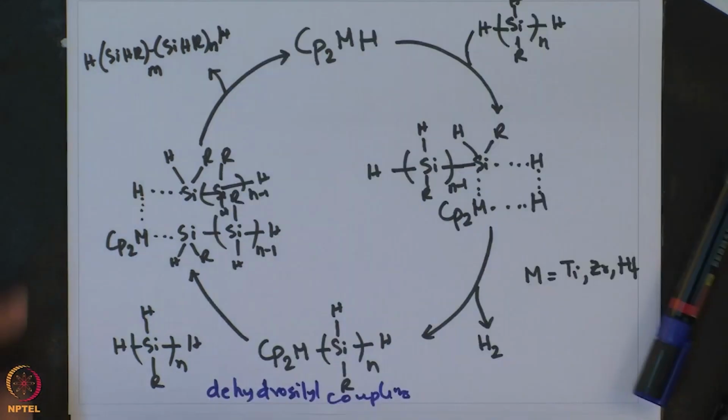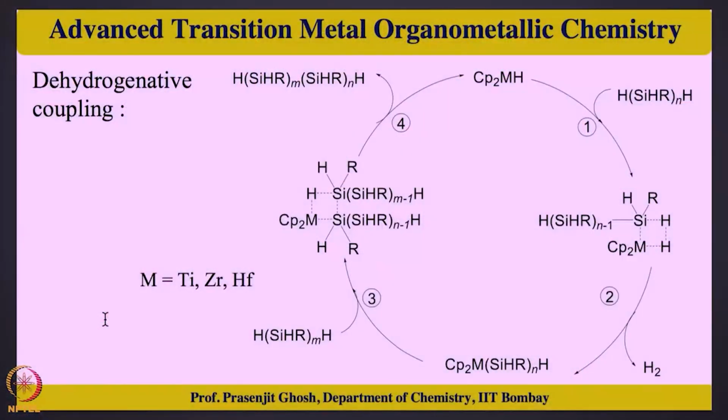Dehydrogenative coupling results in the formation of the silicon bond, by a mechanism similar to that of sigma bond metathesis. It also eliminates hydrogen gas as a part of this dehydrogenative coupling. So, with this I am going to conclude today's lecture.